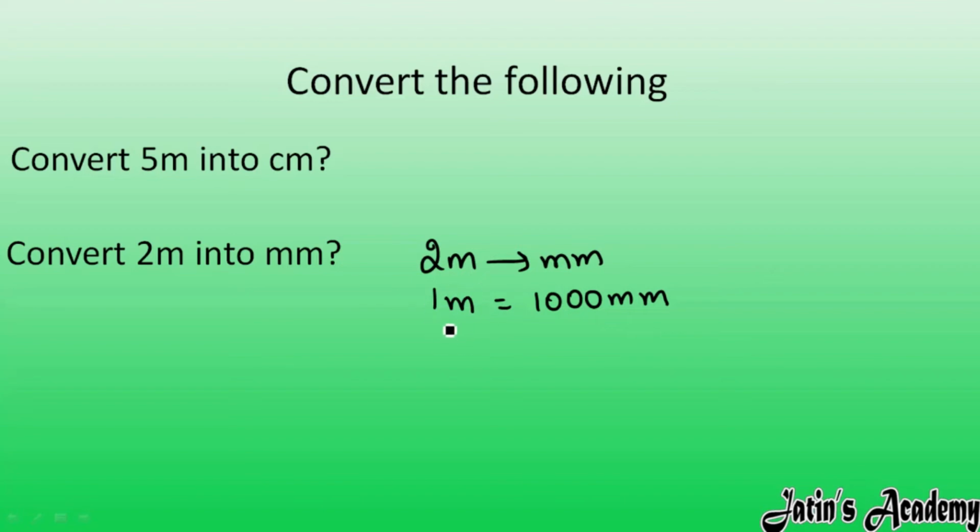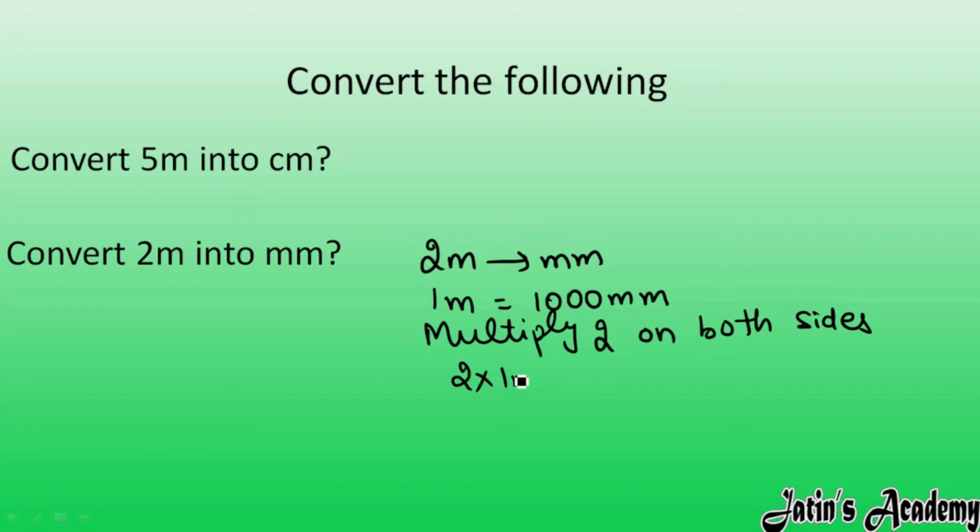Here we want 2 meter, but we have only 1 meter. So how will we get 2 meter? Just multiply by 2 on both sides. Do not multiply by 2 on this side only. If we multiply on this side, then multiply on that side also. So what you will get? 2 multiply 1 meter is equal to 2 multiply 1000 millimeter. So 2 meter is equal to 2000 millimeter.